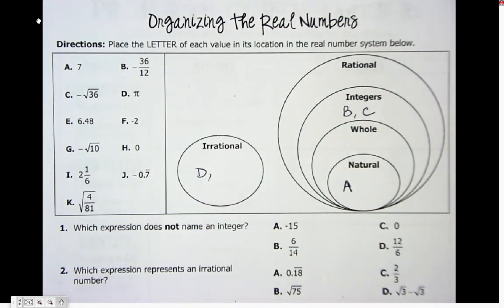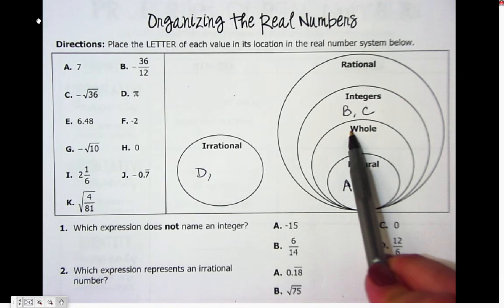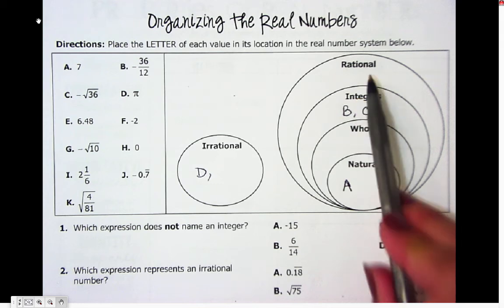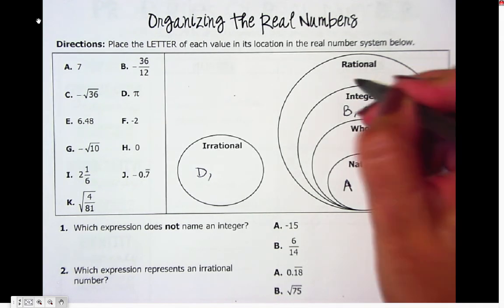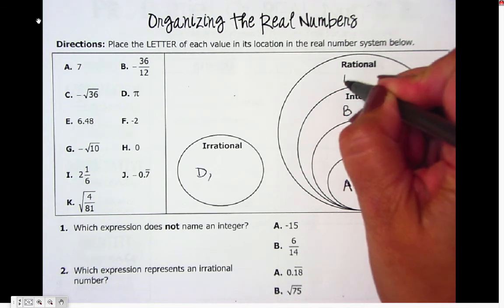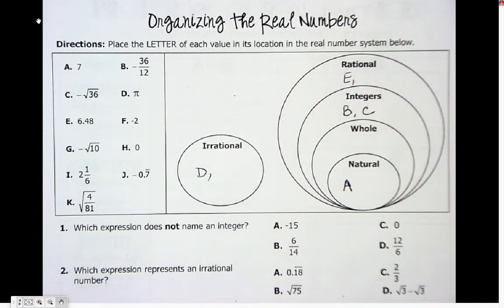Letter E, 6 and 48 hundredths. Well, that's a rational number. That's a decimal. It ends. It doesn't repeat. It's not a natural number. It's not a whole number. It's not one of our integers. But it is a fraction or decimal that ends when we write it out. So letter E is going to be a rational number. Okay, so go ahead and see if you can place the rest of those. I'll give you a minute to work on that and then come back and we'll share answers.